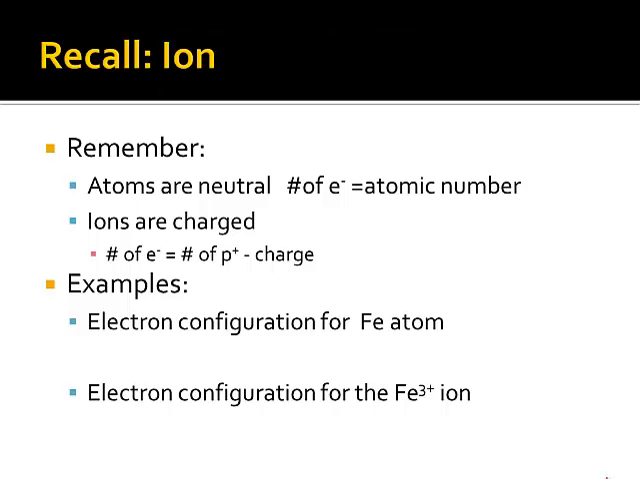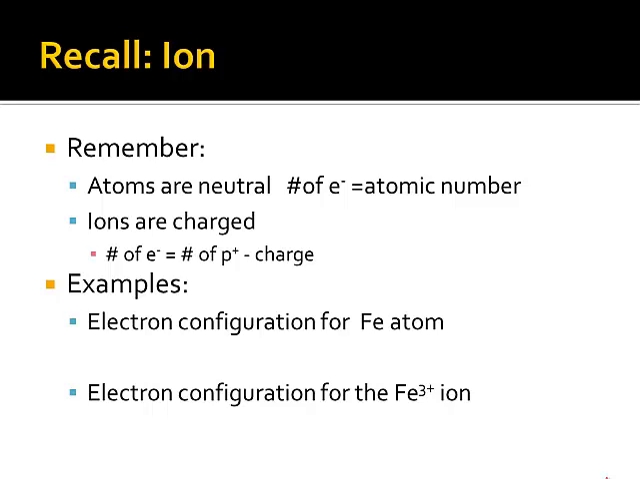Also, I need you to remember that ions have charges. Atoms are neutral, which means that the number of electrons is the same as the number of protons, so it has the atomic number. Ions are charged, meaning that the number of electrons is the number of protons minus the charge. There are extra negatives if you have a negative charge on the ion, so you add electrons. If you have a positive charge, you have to take those electrons away.